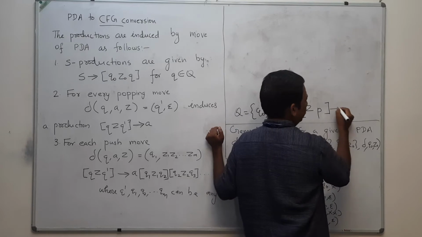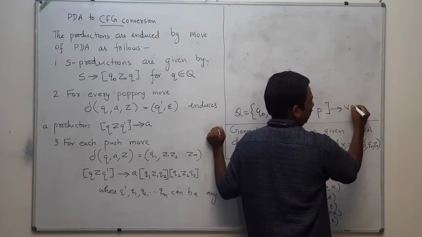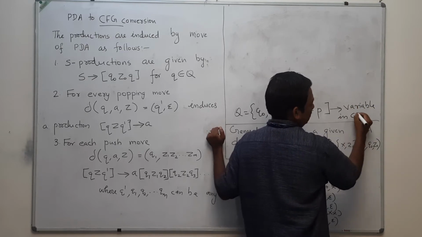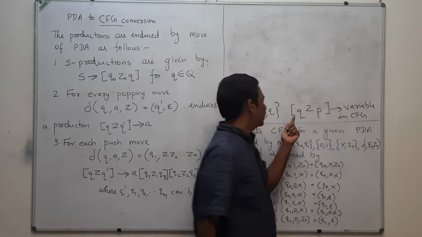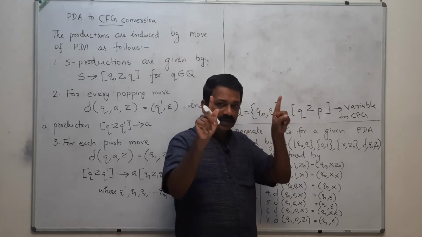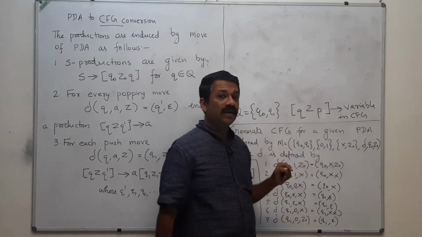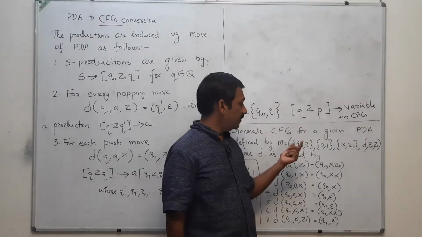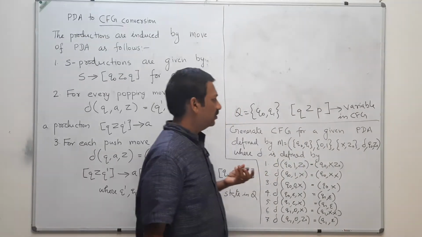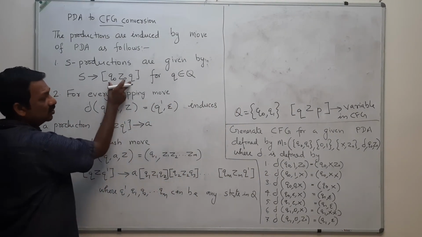This is a variable in CFG. A variable in context-free grammar is represented by [q, Z, p] within square brackets, where q and p are states of the PDA, and Z is a stack symbol.